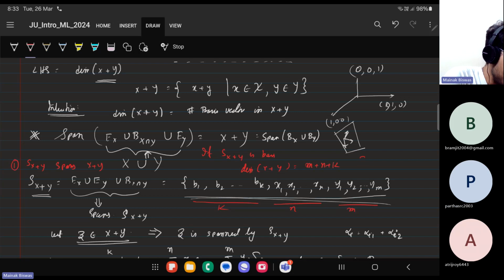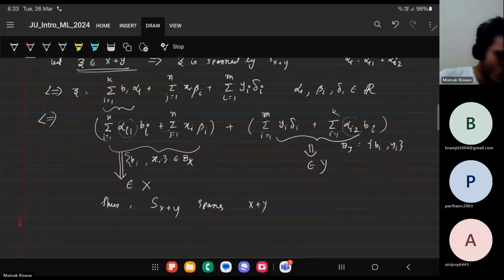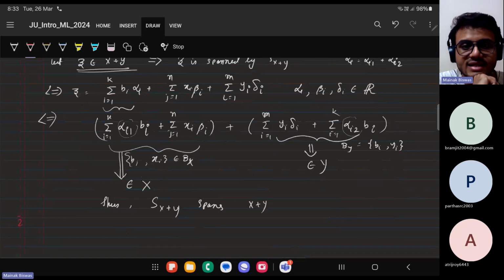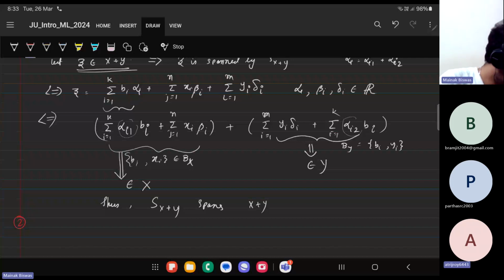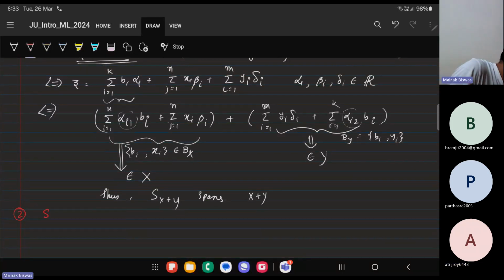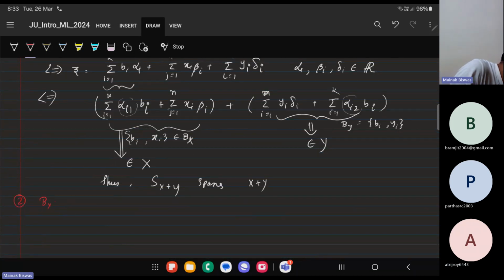But now what is left to be shown? What is left to be done? We have shown it spans x plus y, but to be a basis, what property must it have? Like they have to be linearly independent. Very good. So the set Bx union By must be linearly independent. So how will I prove that, Partho?